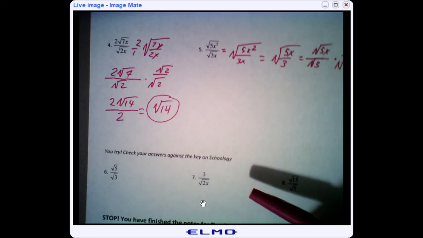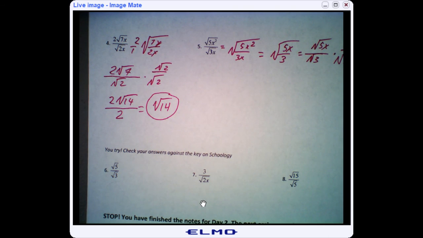Do the next 3 on your own piece of paper and check your answers on Schoology. You are done with the notes. After you're finished that, go do your required classwork before you do your mini concept check.